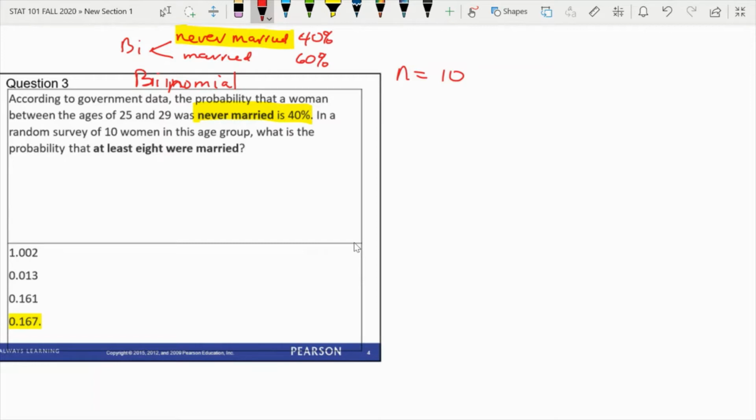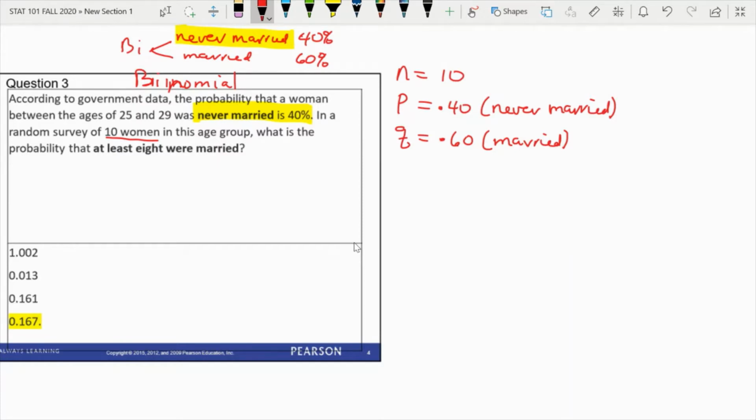But this is a little tricky question, so let's be careful. n is 10, we know they said 10 women. Now, p is 0.40. Remember that this is for those that are never married. Let me write q here. q will be 0.60, and this will be people that are married. If 40% were never married, then 60% were married. In a binomial situation, you have to think of one group or the other group.